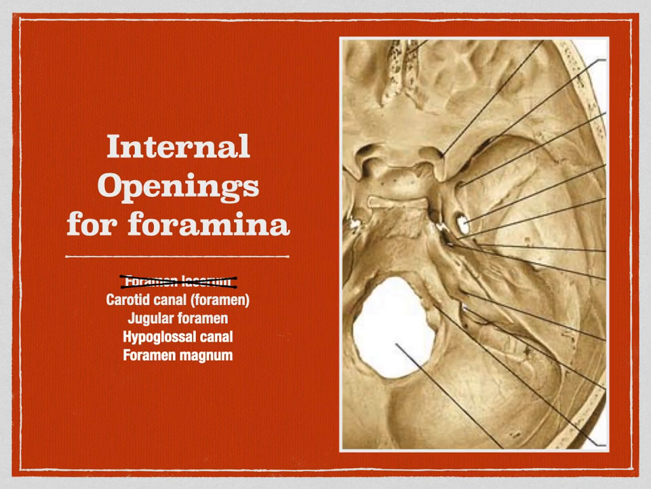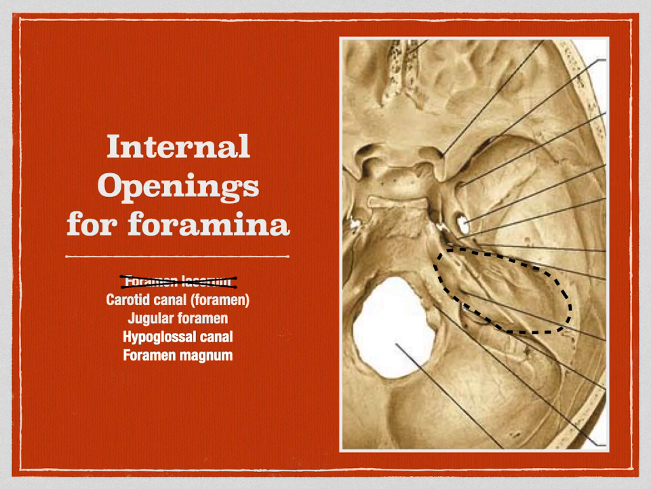Now, if we go inside, remember we already mentioned that internal auditory meatus. There's 5 on the inside. You can only see foramen lacerum from the outside. You can only see the internal acoustic meatus or auditory meatus from the inside. But here are those others, right?